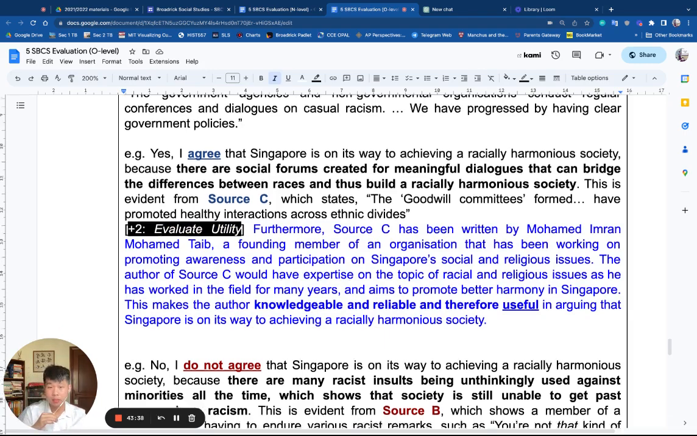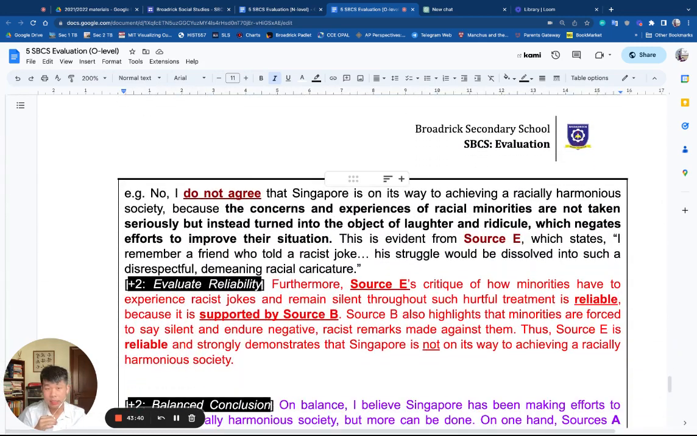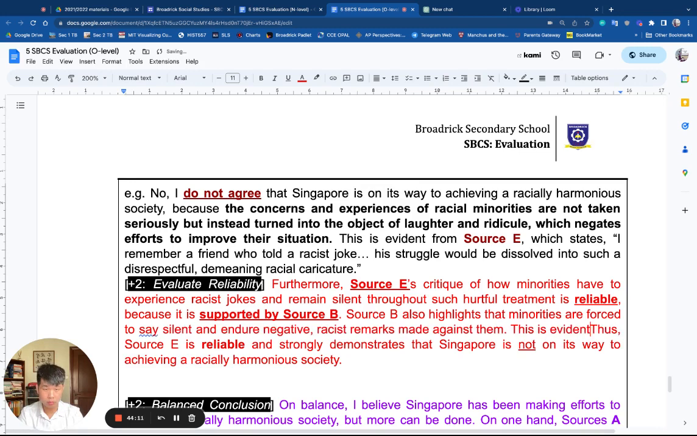What about reliability? I could evaluate source E's reliability by using a cross-reference. Source E claims in the story that racial minorities are not taken seriously, they are being ridiculed, they are being laughed at through the jokes. And where did we see this? We saw this in source B. We saw this in the brown-skinned lady who is not impressed, who's folding her arms, or who's enduring the Apu Nene jokes. So this would be a very clear cross-reference. You would want to give evidence from source B as well. Sorry, I should put it in. This is evidence from source B.